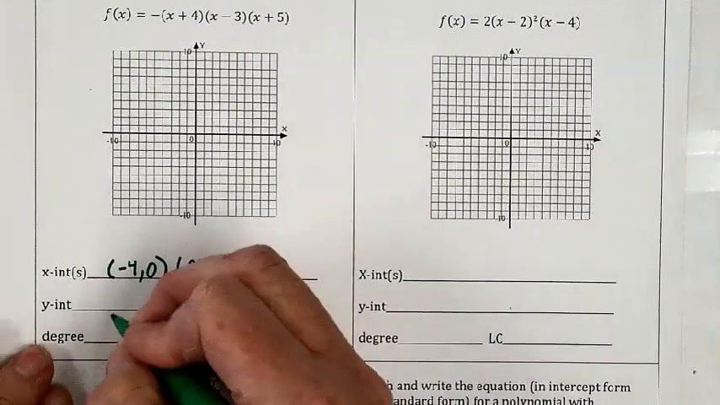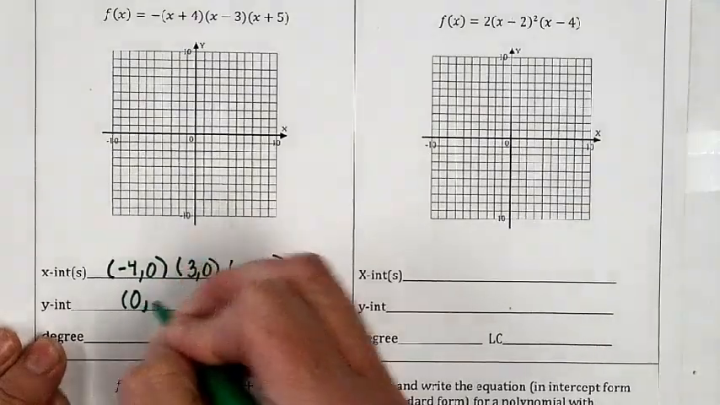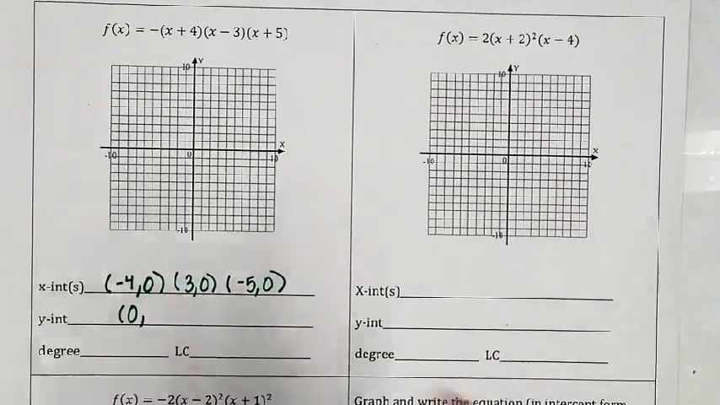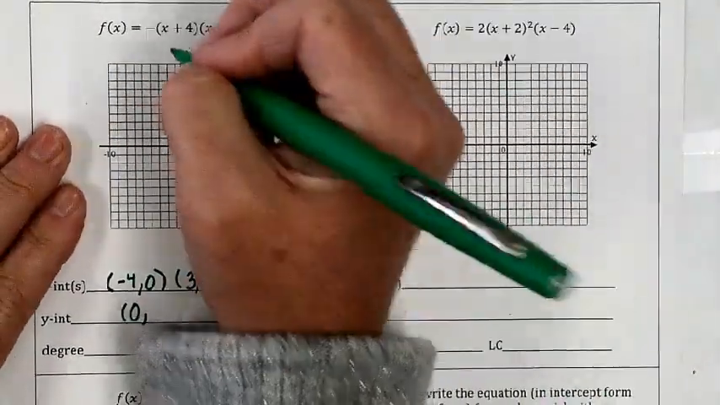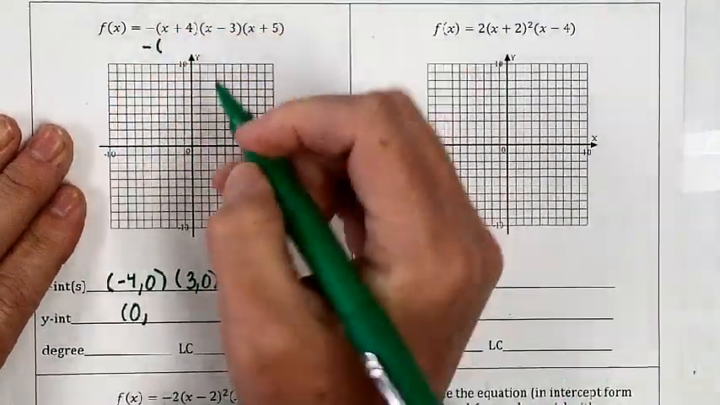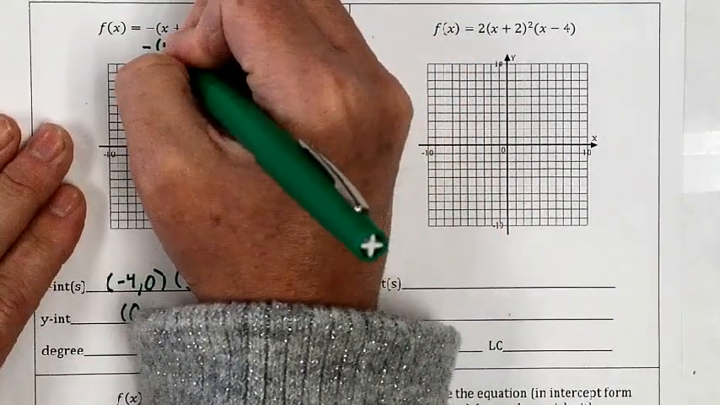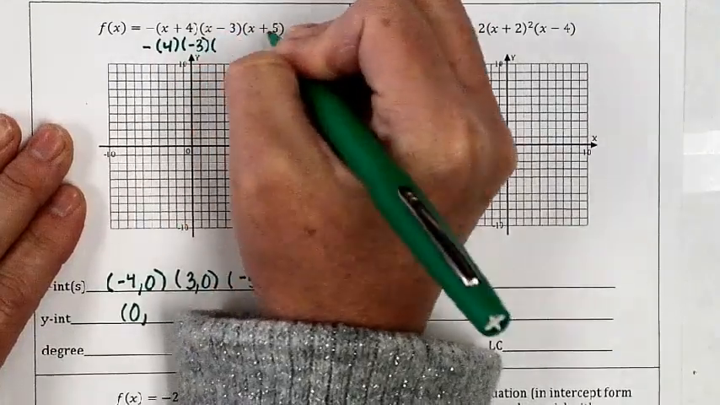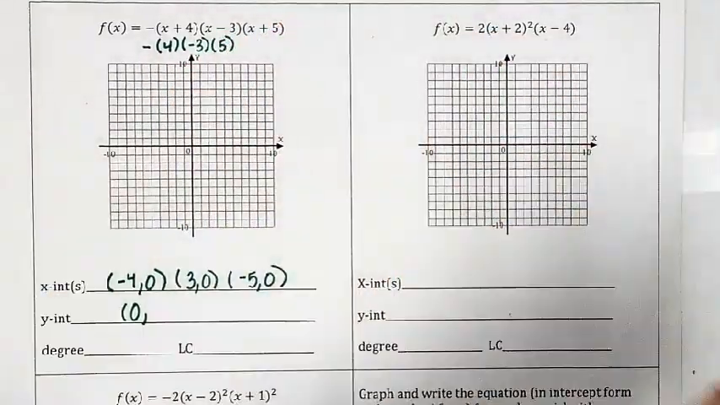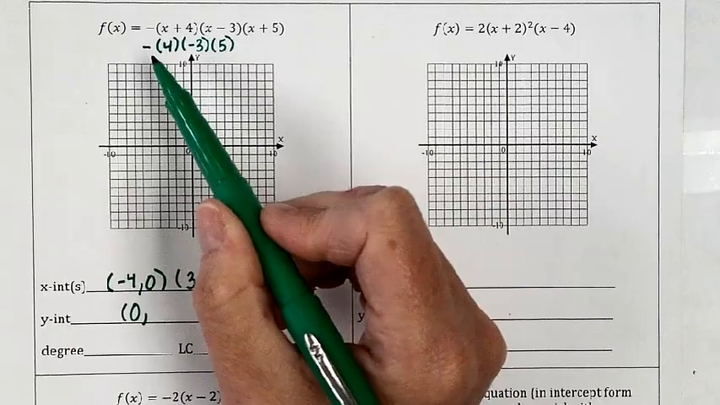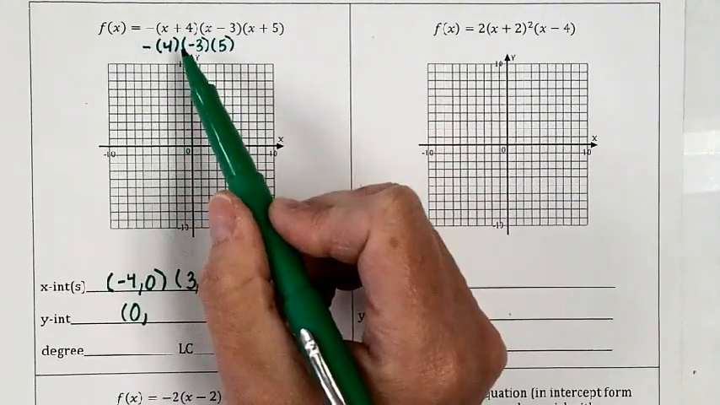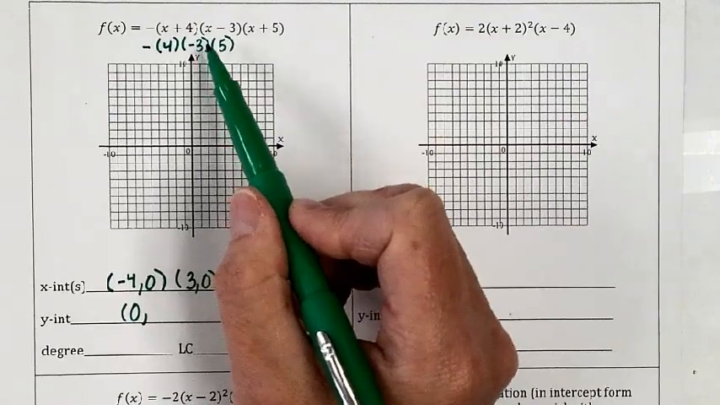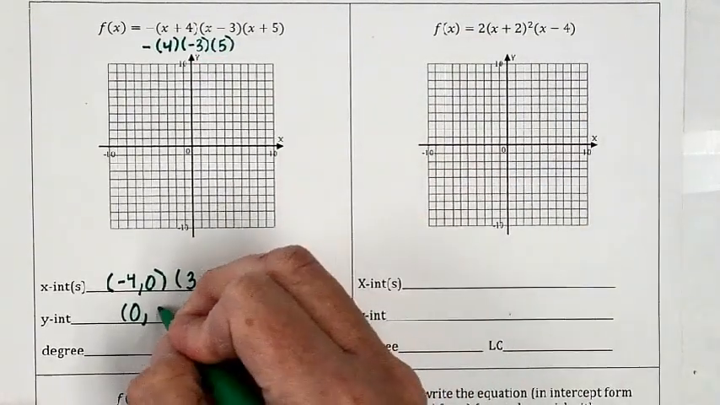Alright, my y-intercept. For your y-intercept, your x is always 0. To find your y-intercept, all we have to do is put in 0 for x. So we have a negative, where 0 plus 4 is 4, times a negative 3, times 5. So this is like a negative 1 times 4, which would be a negative 4, times a negative 3, which is 12. 12 times 5 is 60.